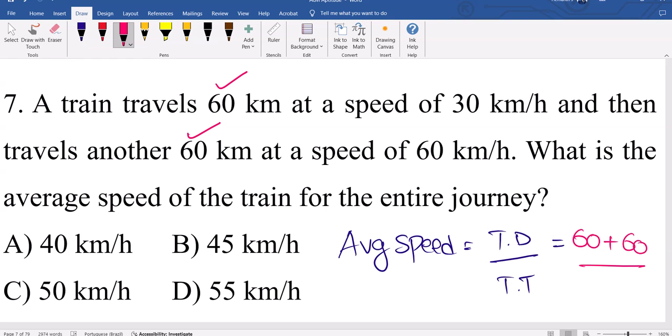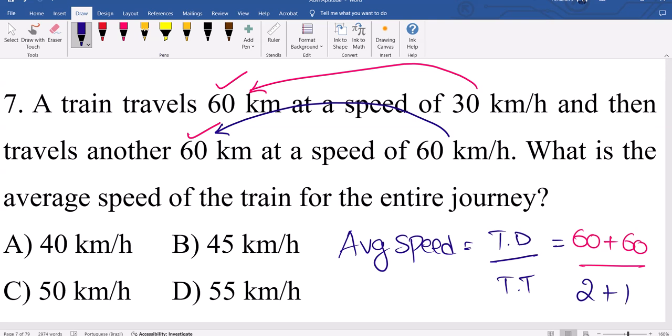So now timing. 60 kilometers you travel at 30 kilometers per hour means how much time? 2 hours. Next 60 kilometers you travel at 60 kilometers per hour speed, 1 hour. So timing is 3 hours. Total distance 120 divided by 3, 40 kilometers per hour is your answer, option A.